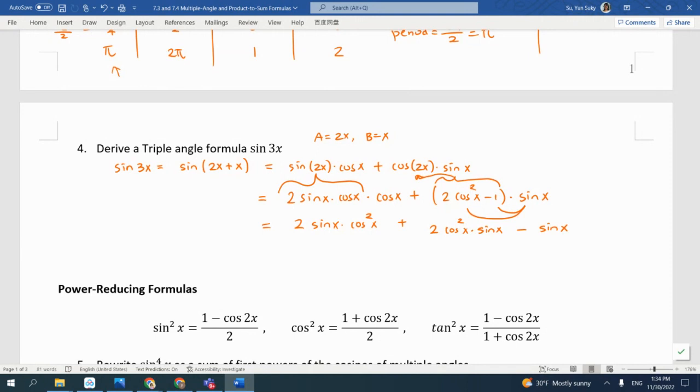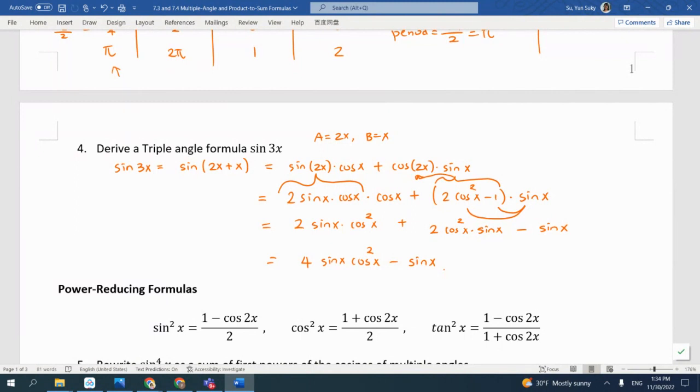Do you see these two terms? They are like terms. We have one copy of sine and two copies of cosine. So we can combine them. We get 4 sine x cosine squared and minus sine x. So this is the triple angle formula for sine 3x. So we just derived it.